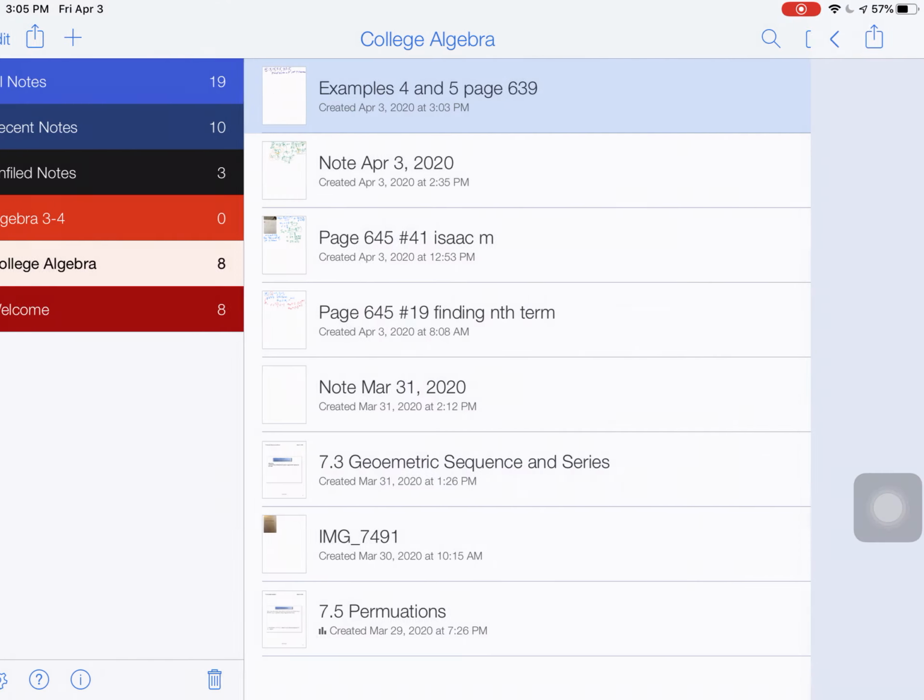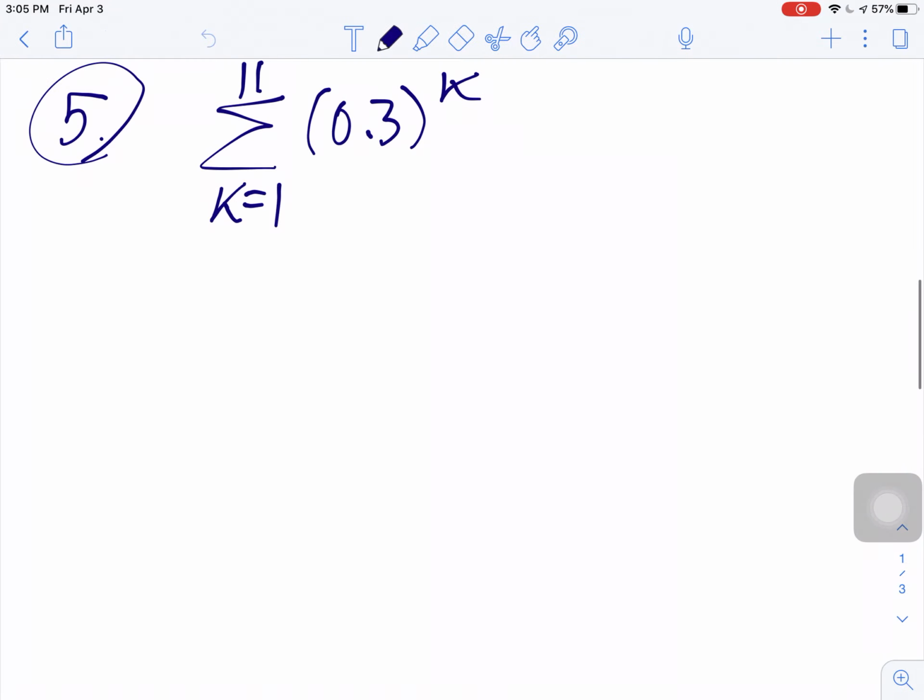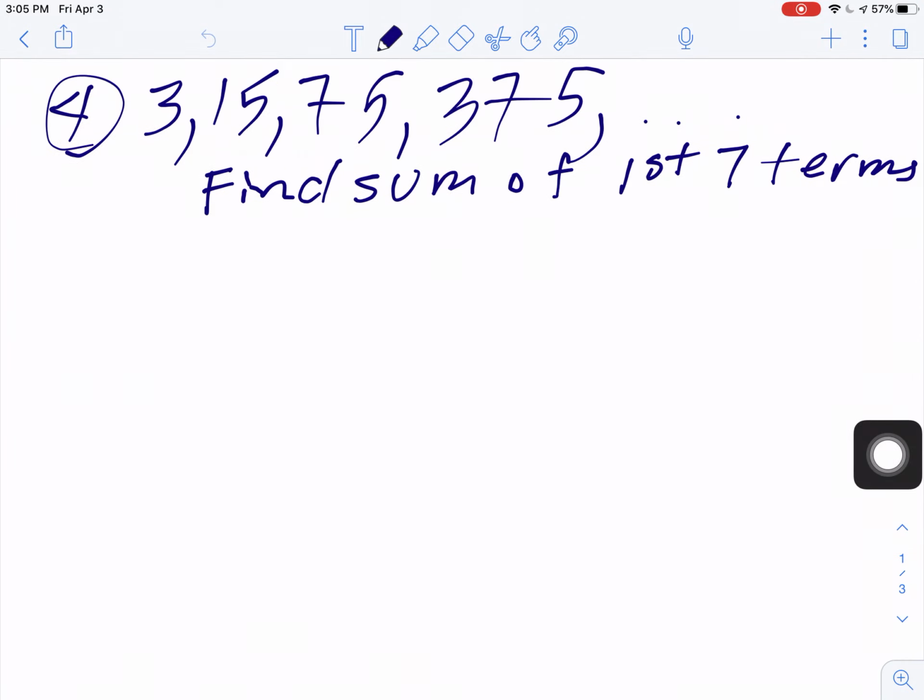Okay, we're going to be doing number 4 and 5 on page 639. So it says, find the sum of the first 7 terms. And your question is, where did the 15/3 come from? So we need to take a look at the first 2 terms. So there's where the 15 came from, and there's where the 3 came from.